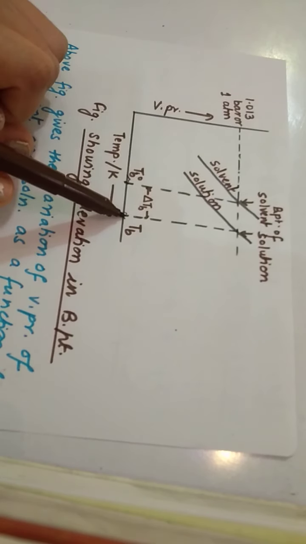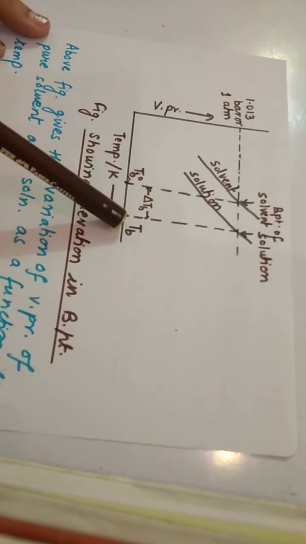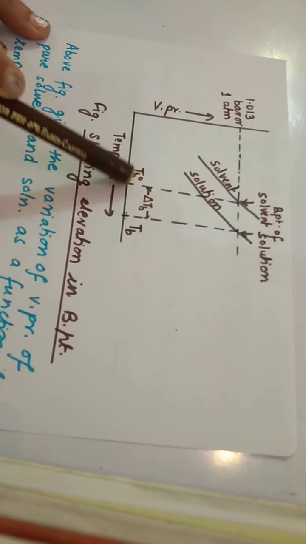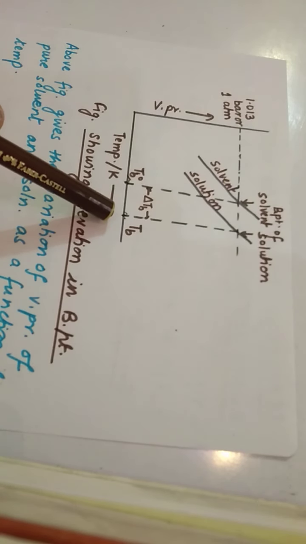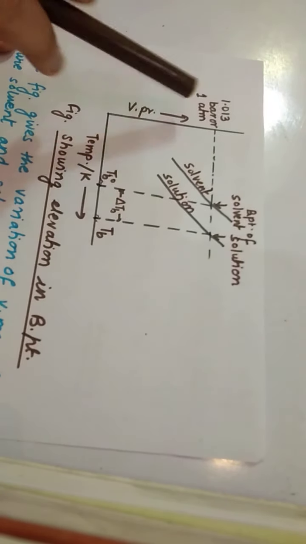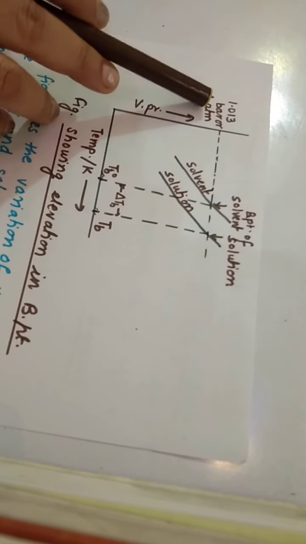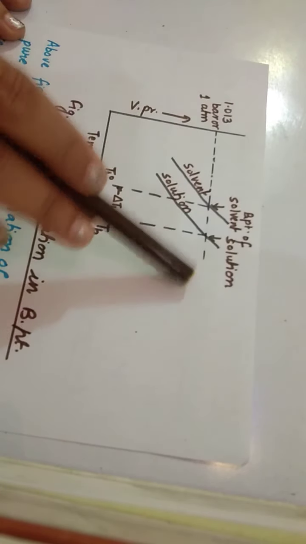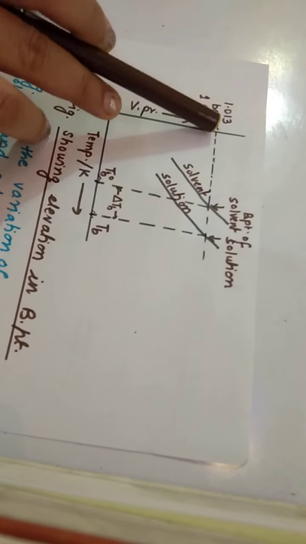So here the temperature of the solution is higher than the boiling point of the pure solvent. Children, here the temperature is less, and as we move ahead, the temperature for the solution is high, the boiling point of the solution is high. If we extend this line, we know that the pressure of the pure solvent is 1.013 bar. Here it is 1 atmosphere, 1.013 bar. This is the vapor pressure.